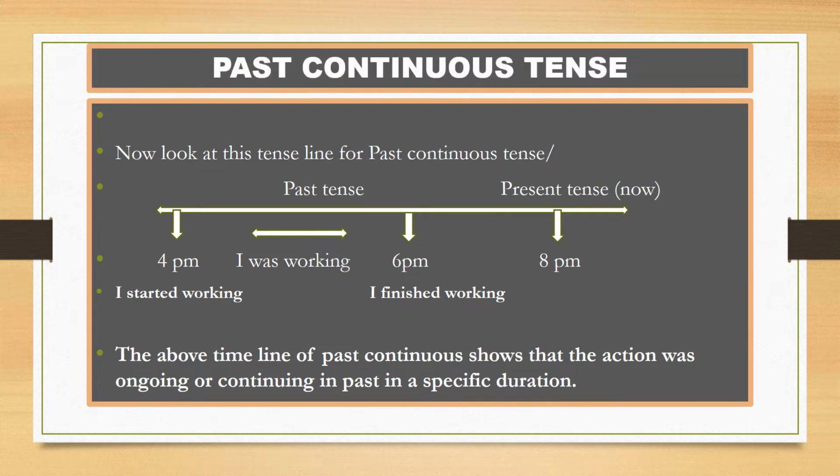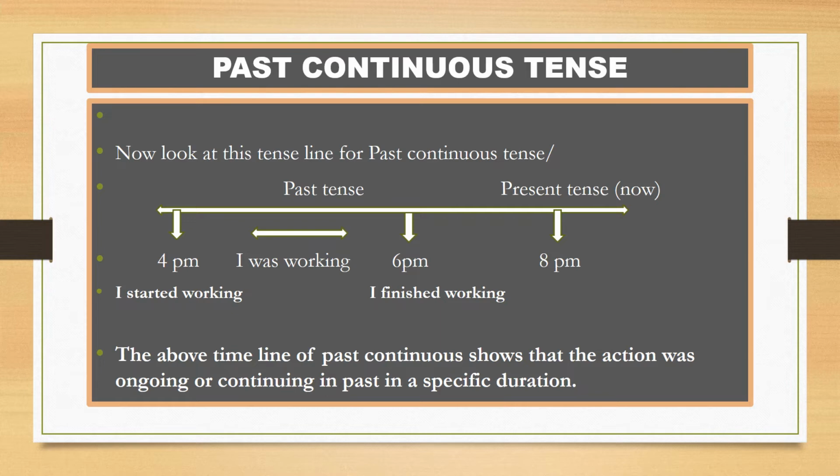Now look at this timeline or tense line for past continuous tense. For example, I started working at 4 p.m. I finished working at 6 p.m. Now it is 8 p.m. It means I started working and finished working in the past. In between 4 p.m. to 6 p.m. I was working. The action was continuing or ongoing.